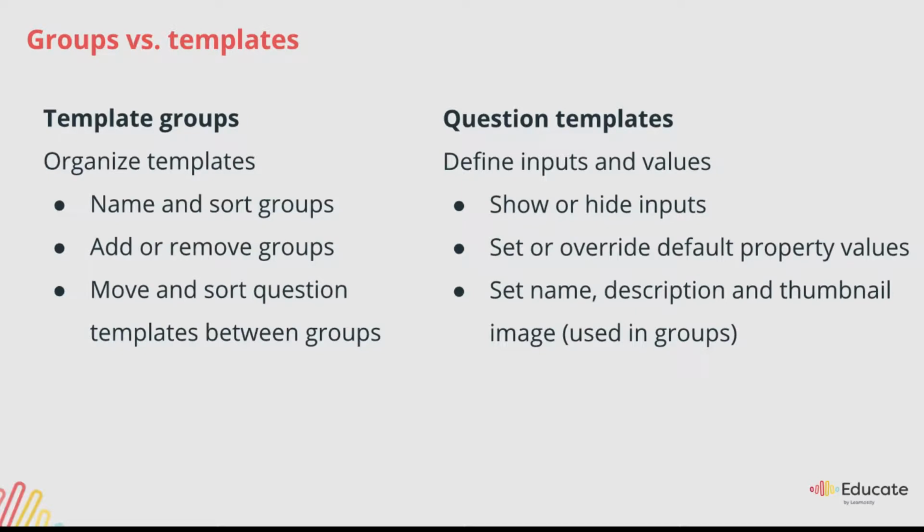So again, we're just looking at configuration, things you can do in the JSON to control the user interface of the out-of-the-box functionality. Just a quick recap on groups and templates. They're pretty fundamental when you start looking at the question editor. The groups organize templates. Whatever groupings you need, you can name the groups, sort them vertically, add or remove groups to the custom ones, and have different templates in different groups.